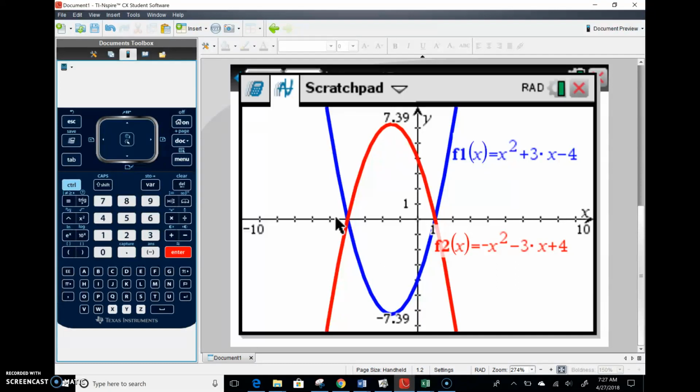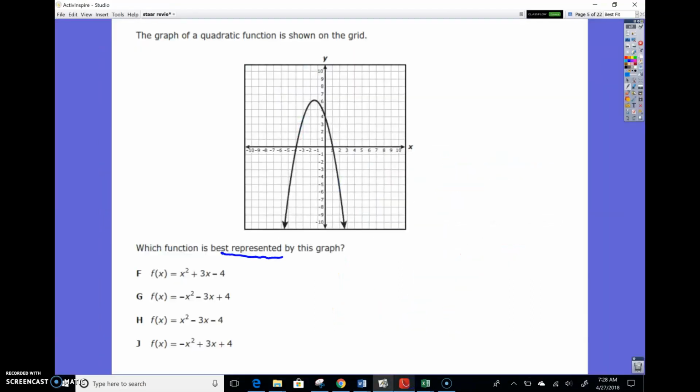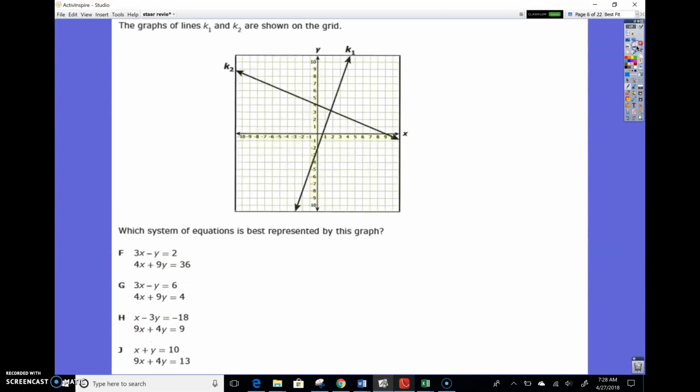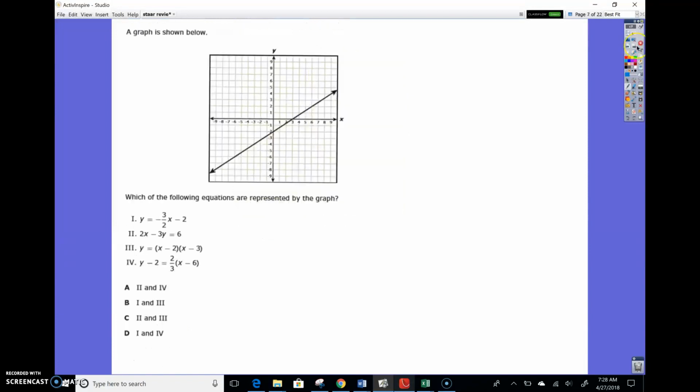And I think that's it. If you look at it, everything looks pretty much the same, right? So that's going to be our answer, G. Number 3, why don't you try this on your own? This is a systems problem, but they still use the words best represented. And do this one also.